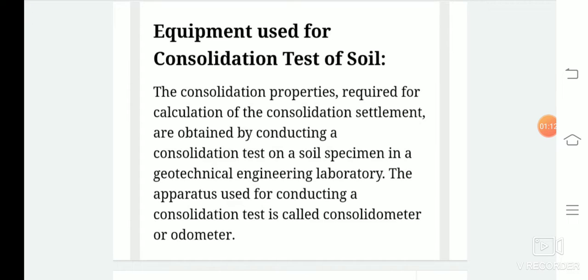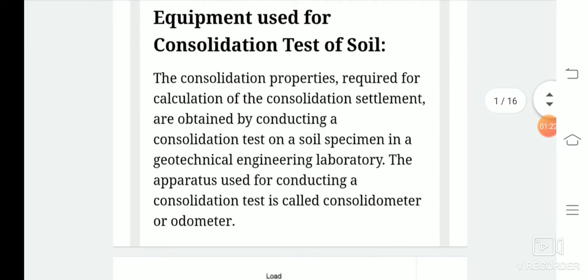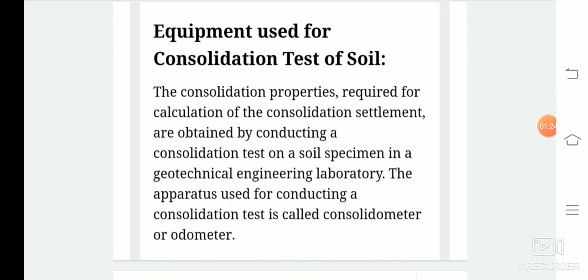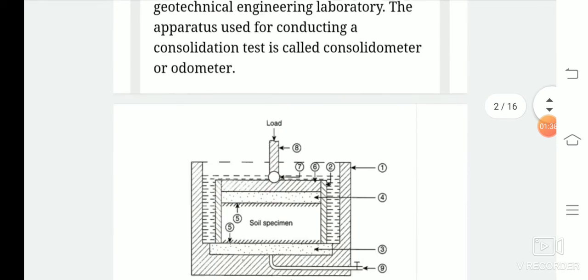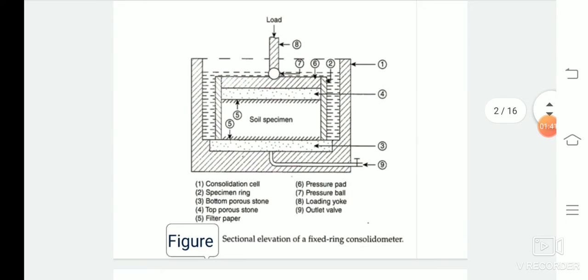So let us first go through the equipment used for the consolidation test of the soil. Mainly, the consolidation properties required for calculation of the consolidation settlement are obtained by conducting a consolidation test on a soil specimen in a geotech laboratory, and the apparatus used for conducting the consolidation test is known as a consolidometer, or in other terms it is also known as an odometer. This figure shows a sectional elevation of a fixed ring consolidometer.